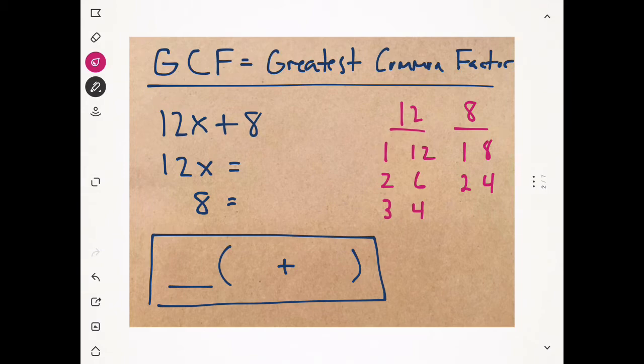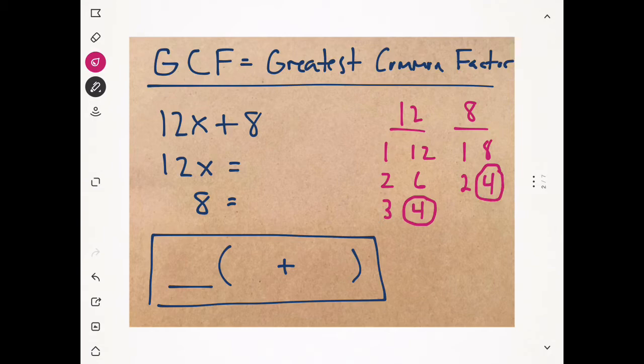And what I want to do is look at those two lists and say, what's the largest number that's underneath 12 that's also underneath 8? And the thing I want to notice is that I've got a 4 here and I've got a 4 here.